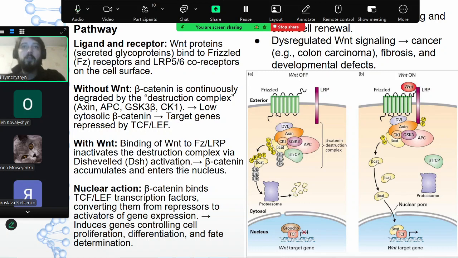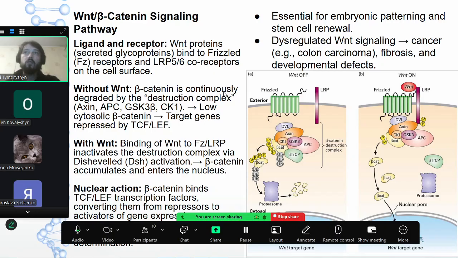When Wnt is present, the binding of Wnt to Frizzled-LRP inactivates the destruction complex. So you basically have something that creates signal, and you have a complex that continuously destroys that signal. Then you shut down the system that destroys the signal, and your signal is able to go further. So this beta-catenin binds to TCF, LEF transcription factors, converting them from repressors to activators of gene transcription, and that induces genes controlling cell proliferation, differentiation, and so on.